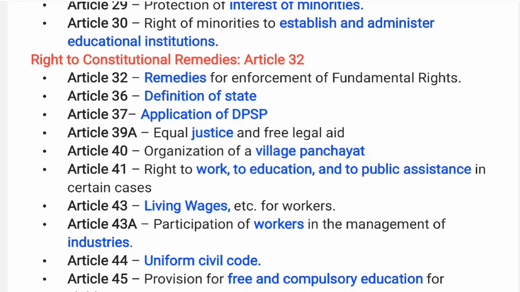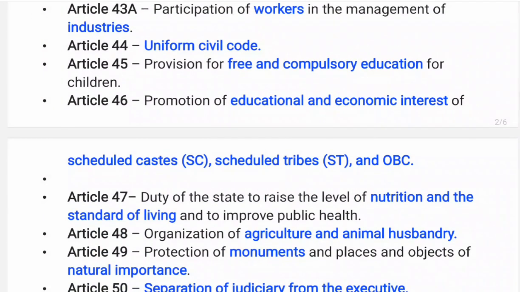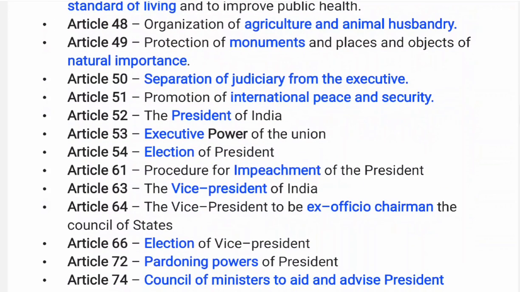Article 44, uniform civil code. Article 45, free and compulsory education. Article 46, educational and economic interest, SC, ST, OBC. Article 47, nutrition and the standard of living. Article 48, agriculture and animal husbandry. Article 49, monuments and national importance. Article 50, separation of judiciary from the executive. Article 51, international peace and security.